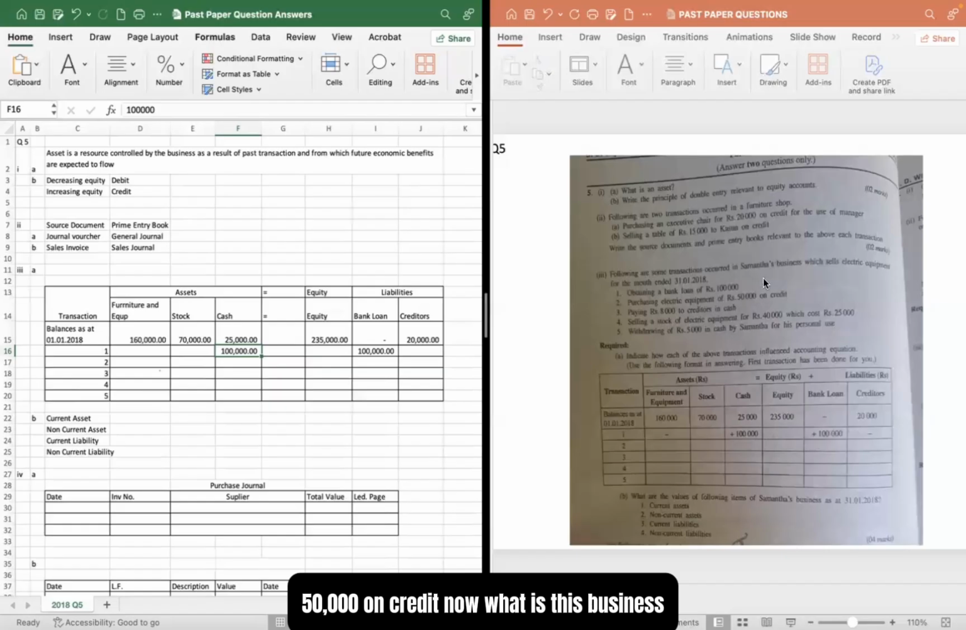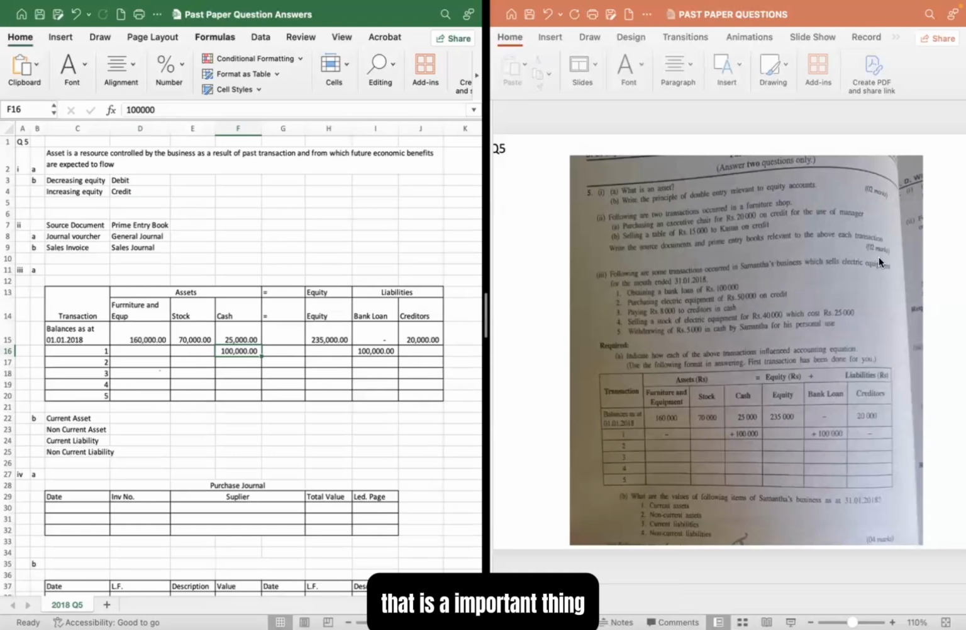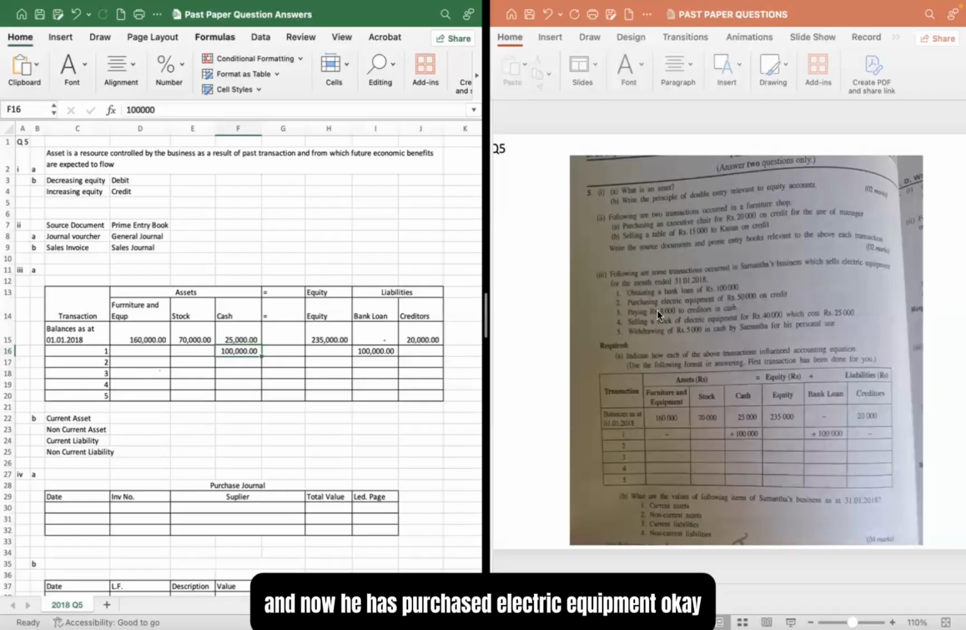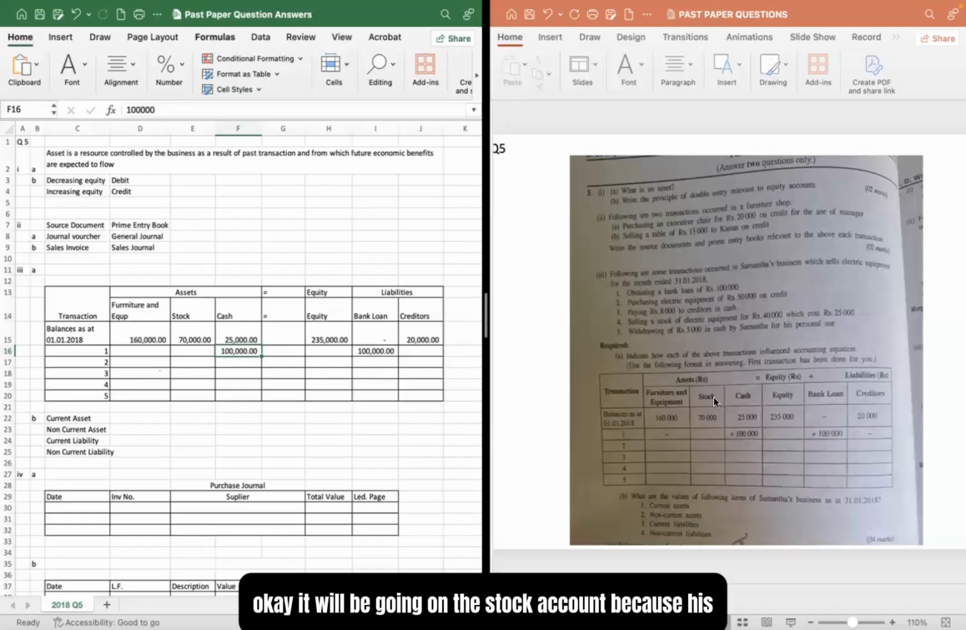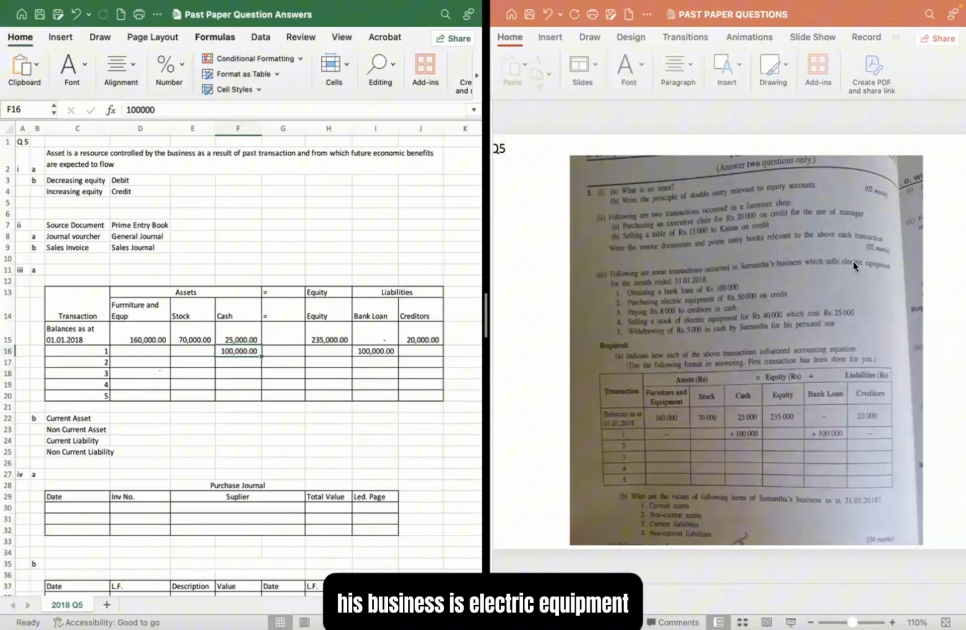Now, what is this business? Samantha's business sells electric equipment. His business is selling electric equipment. That is the important thing. And now he has purchased electric equipment. Then it will go to where? It will go to furniture and equipment or stock. Where should it go? It will be going under the stock account because his business is electric equipment and he has purchased electric equipment.